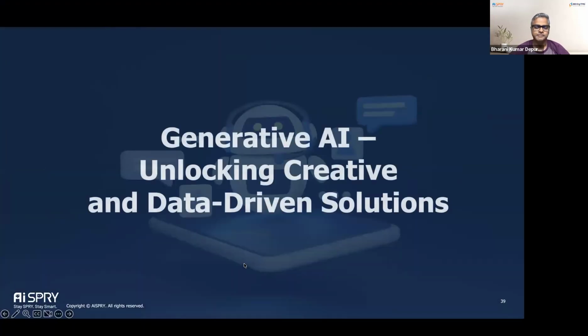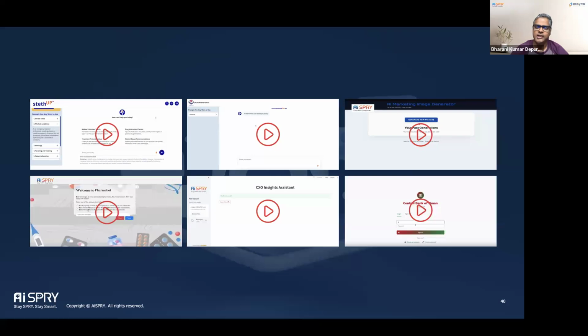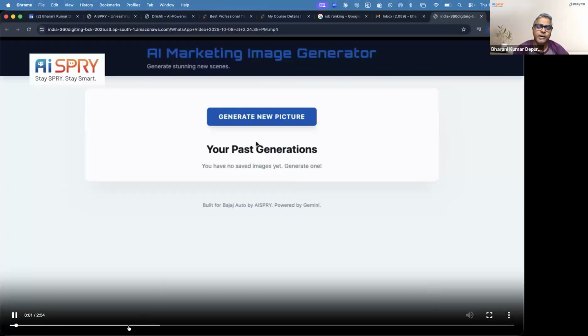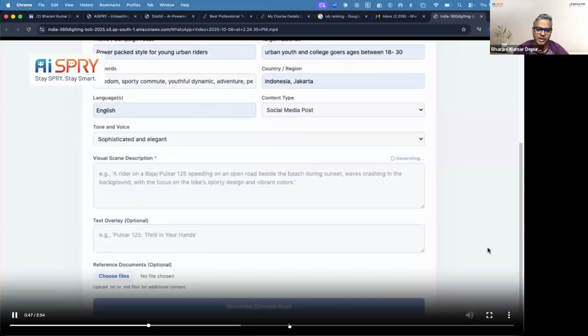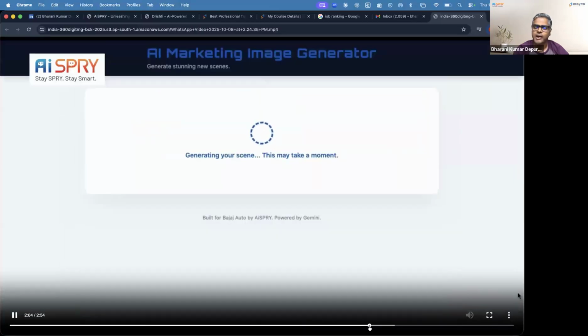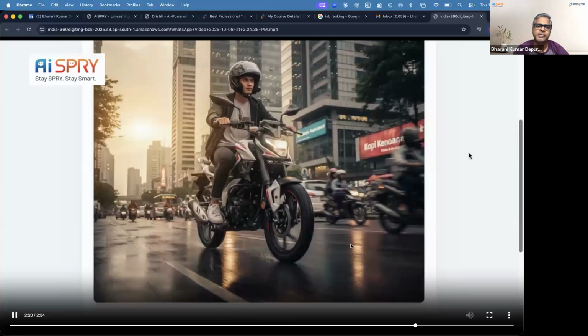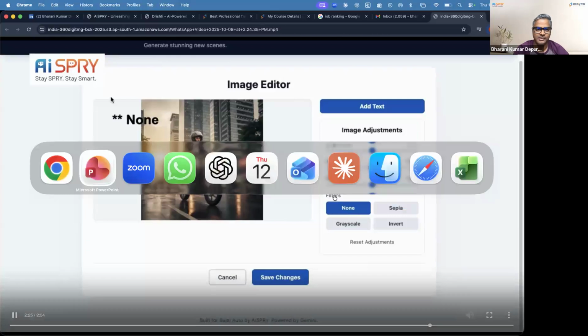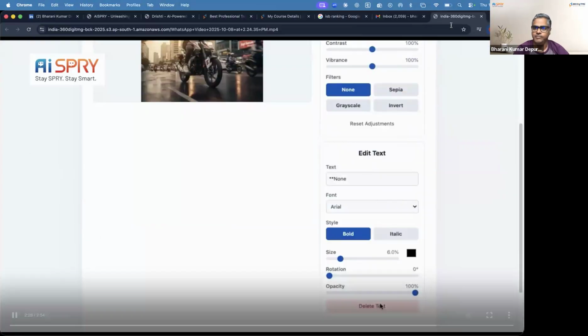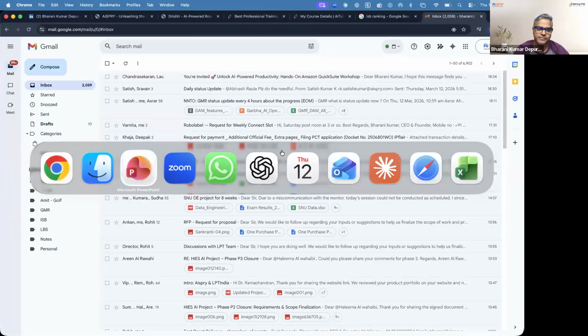Okay. Next, generative AI. A lot of people are talking about Gen AI solutions, right? We have a lot of solutions that we built. For example, Bajaj, right? If you just say that you are marketing Bajaj Pulsar in Jakarta, Indonesia, then automatically your social media marketing videos are created automatically, right? You can edit and then post it.